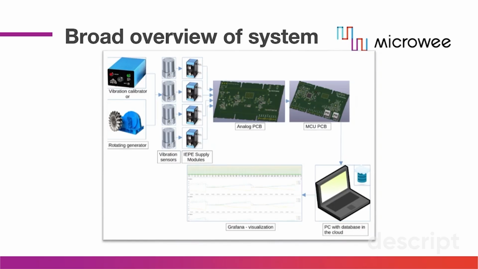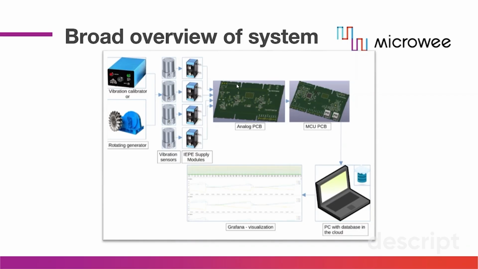On the far left, we have our 2 possible sources of vibration. The top one is a vibration calibrator, and it's used mainly during testing. Beneath it, we have a rotating generator as a possible source of vibrations. We connect 1 or even 4 of these sensors, and each sensor comes along with its own supply module. We'll talk about it later, why it's needed and why it's there.